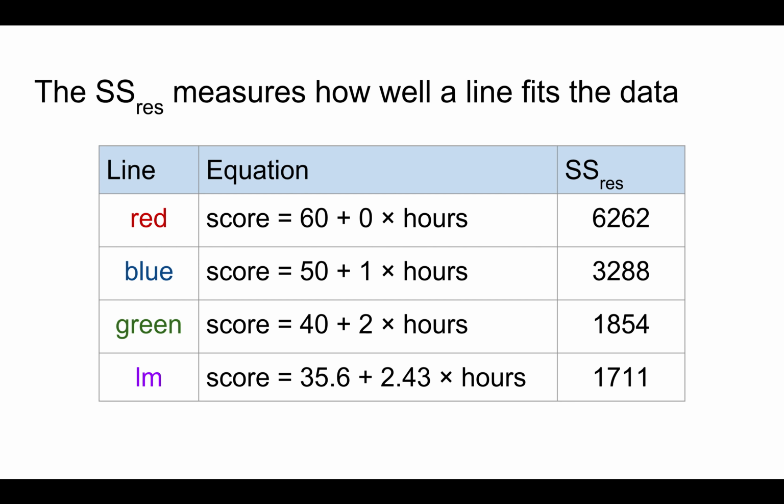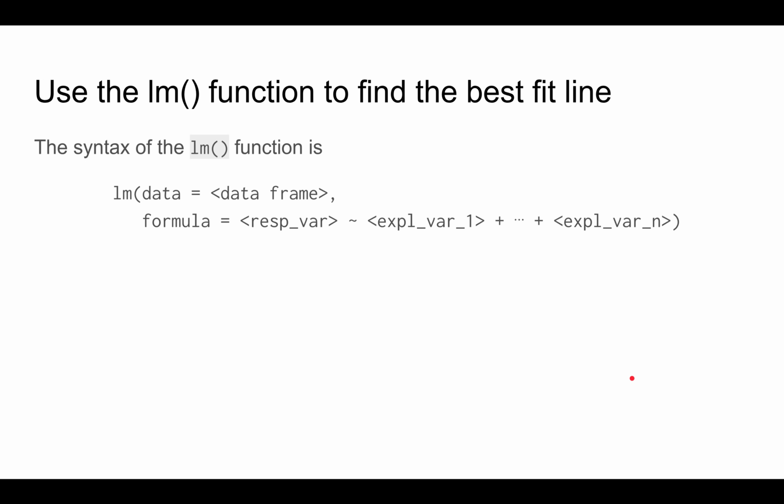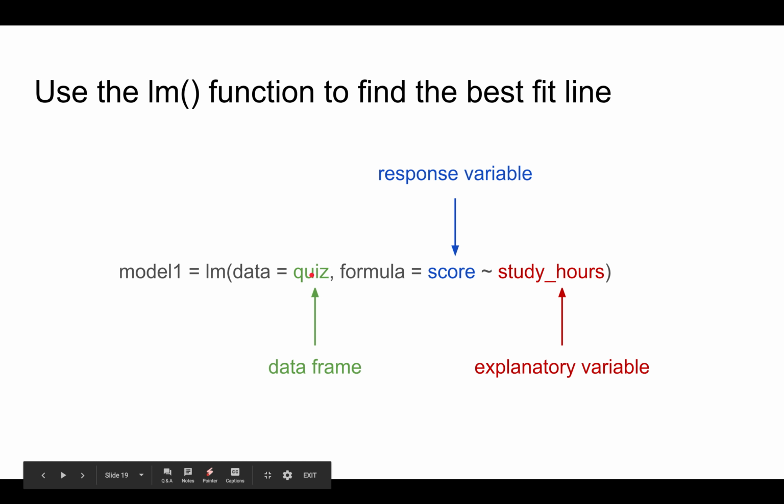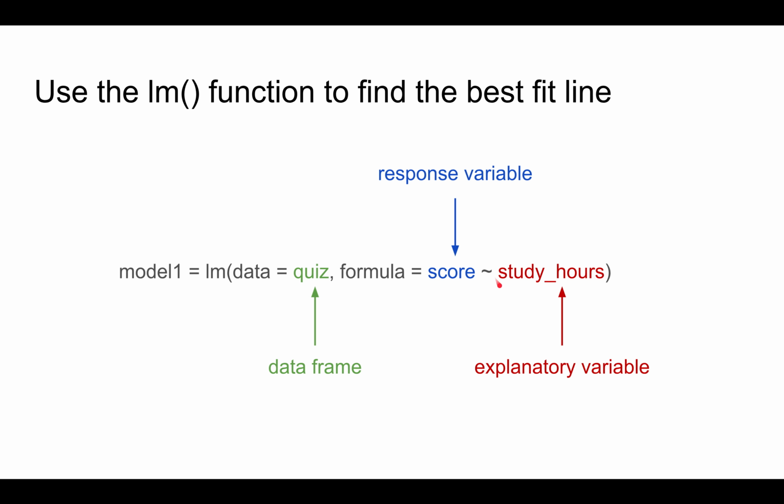And indeed, if you calculate the sum of squares of the residuals, you'll see that the purple line minimizes the sum of squares of residuals. To find the best fit line, you have to use the LM function as shown, and the general syntax of the LM function is shown here. Basically, you have to give the data, which is the data frame. You have to specify in the formula the response variable tilde whatever explanatory variables there are.